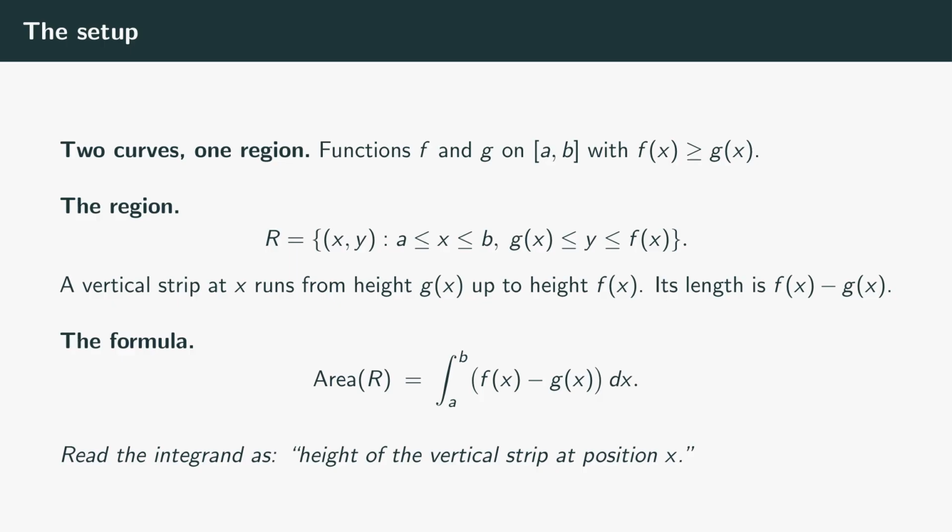The vertical strip at horizontal position x, a thin vertical sliver of the region, runs from y equals g of x at the bottom up to y equals f of x at the top. Its height is f of x minus g of x. Its width, when we make it infinitesimally thin, is dx. So its area is the quantity f of x minus g of x times dx. Sum up all the strips by integrating from a to b. The area is the integral from a to b of the quantity f of x minus g of x dx.